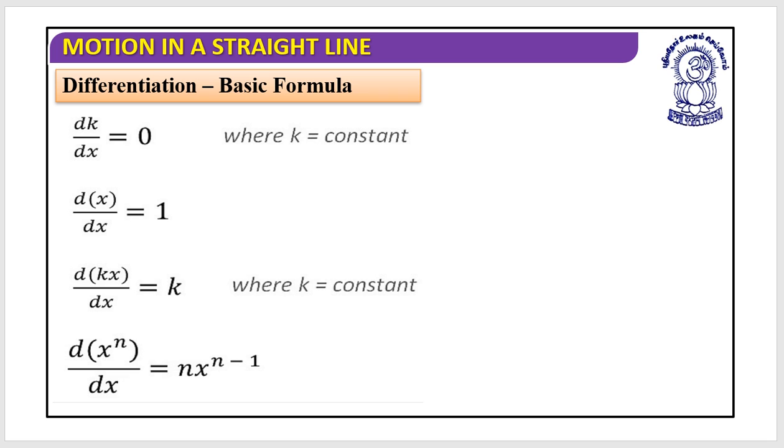We know that differentiation of any constant number would be 0. We know that differentiation of x to the power n: the power would be multiplied, and the power would be one lesser. That is, d by dx of x to the power n is n times x to the power n minus 1. These are the basic rules.